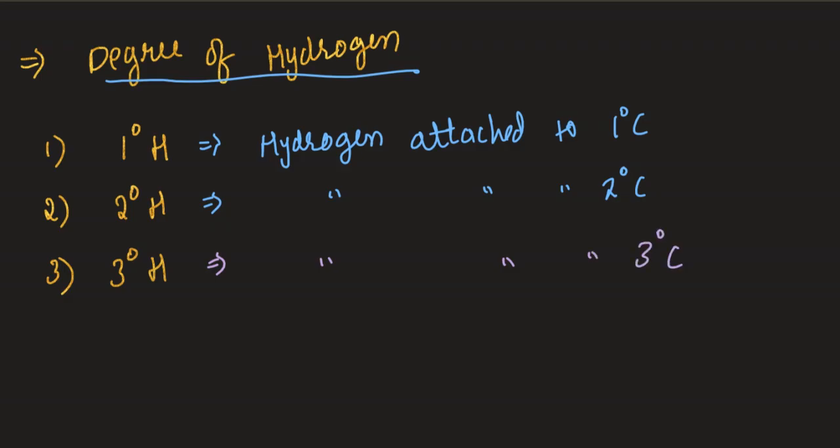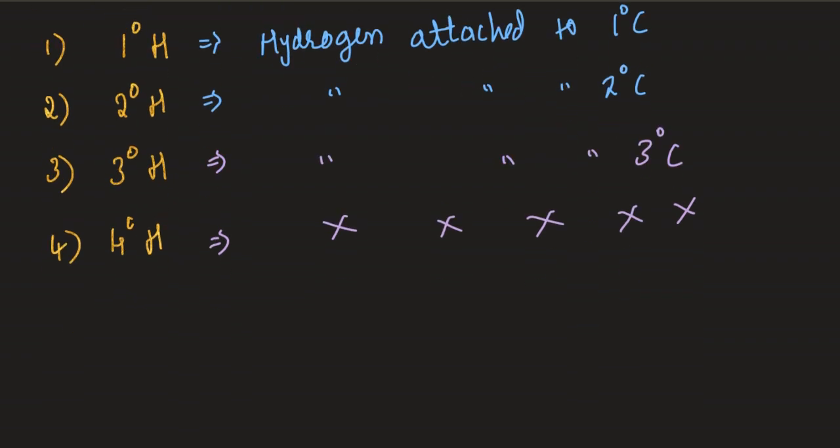Next, fourth one is quaternary hydrogen. So what is the meaning of quaternary hydrogen? First of all, quaternary hydrogen doesn't exist. Now you will say, ma'am, why quaternary hydrogen doesn't exist? If it exists, what will be the definition? Hydrogen attached to quaternary carbon. What is the meaning of quaternary carbon? Selected carbon should be surrounded by 4 carbons. Already the selected carbon is surrounded by 4 bonds. Is there a chance of attaching any hydrogen? There is no chance. So therefore quaternary hydrogen doesn't exist.